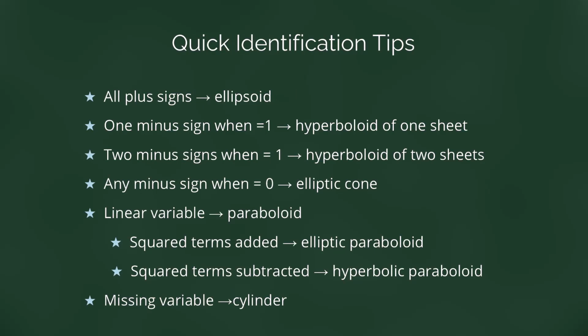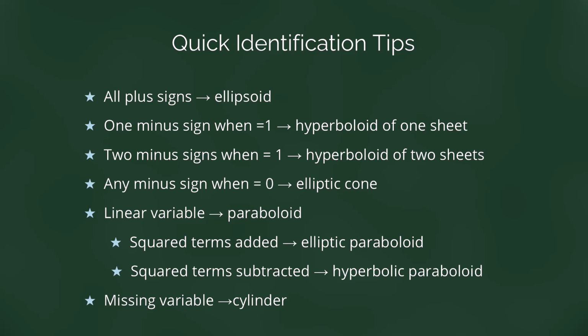All right, here's a very lengthy list of quick identification tips. So each tip on its own is quick, but the list itself definitely not quick. All right, first, if our equation can be arranged so that we have x squared plus y squared plus z squared, and there may be coefficients around those, equaling a number, all of them are positive, that's an ellipsoid. If one of them is negative and we can arrange things so that the right-hand side is a 1, then that's a hyperboloid of one sheet. If two of them are negative when we set it equal to 1, that's going to be a hyperboloid of two sheets.